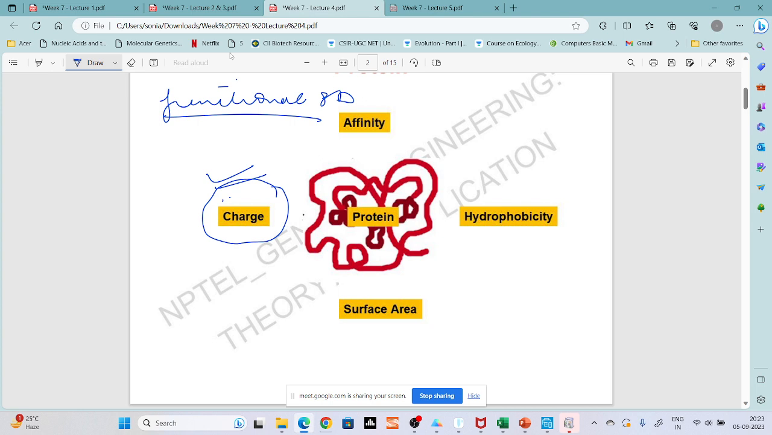So hydrophobicity means that this is a protein. So protein will have hydrophobic, proteins have hydrophobic amino acids also, and proteins have hydrophilic amino acids also.